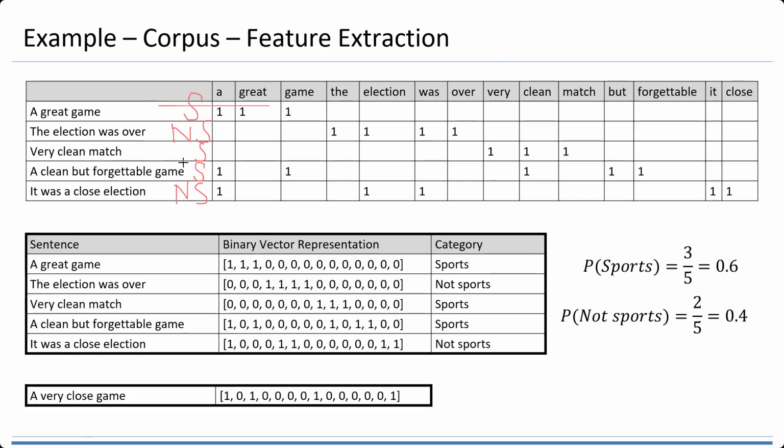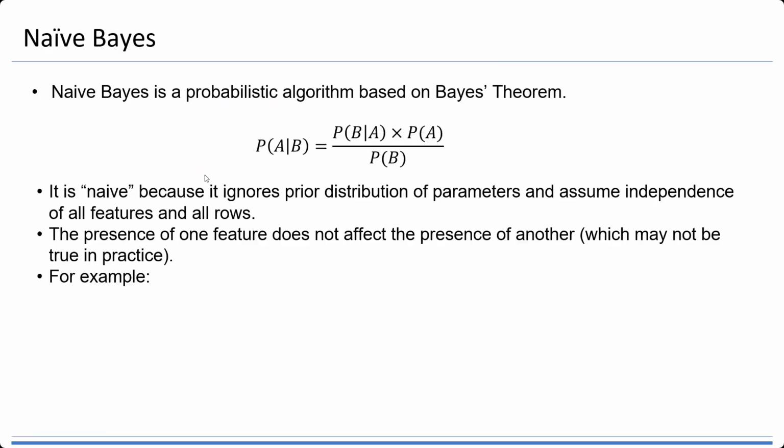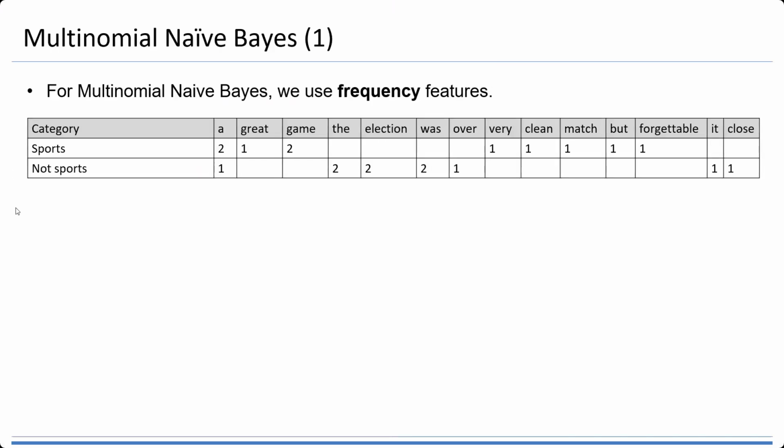If it is sports, sports, and sports, we just add 1 plus 1. Then there are 2 of that word for the category sports. What about "great"? We have 1, 0, 0, so there is only 1 for the category sports. What about the word "game"? We have 1, 0, and 1, so there are 2 of the word "game" for the category sports. Then you can do the summation or grouping based on sports, and we can get these features for sports.